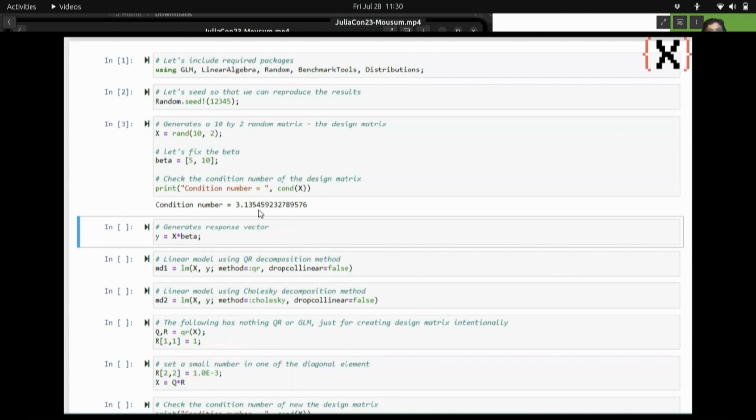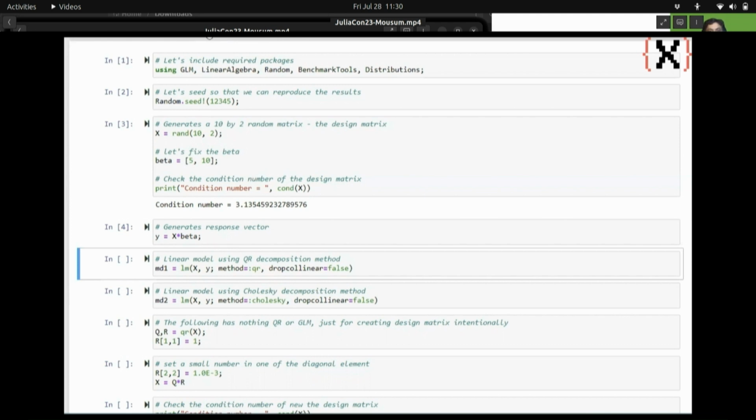This is not a very big condition number. So let's generate some response vector. So what we have done, we have created a random design matrix of size 10 by 2. That means it has 10 observations and 2 covariates or 2 predictors. And we have generated a response vector by multiplying X with beta, where beta is 5 and 10. We have fixed that beta value.